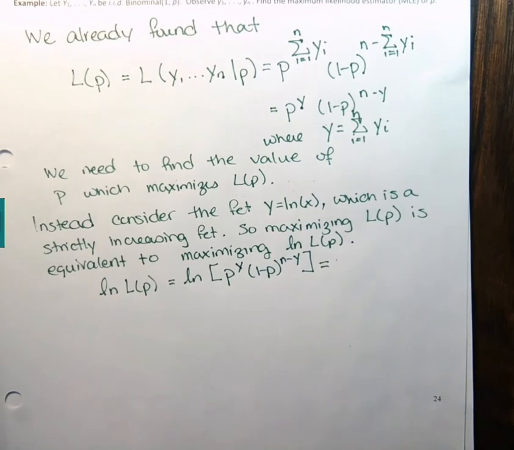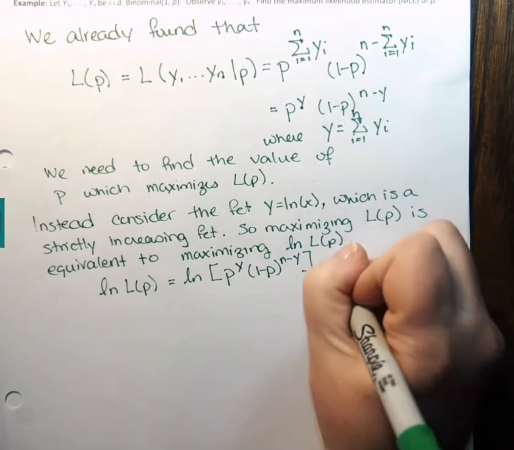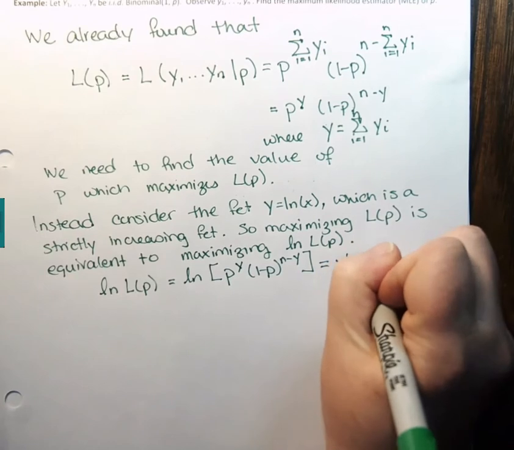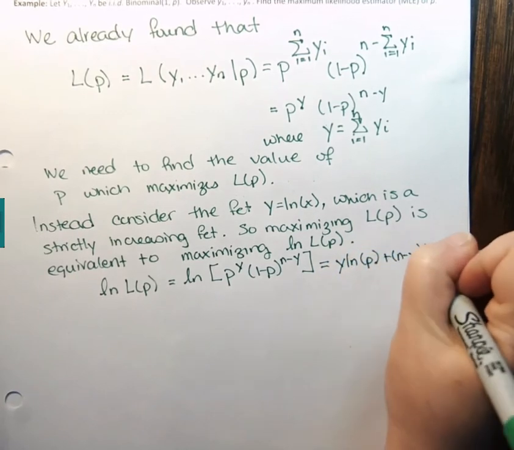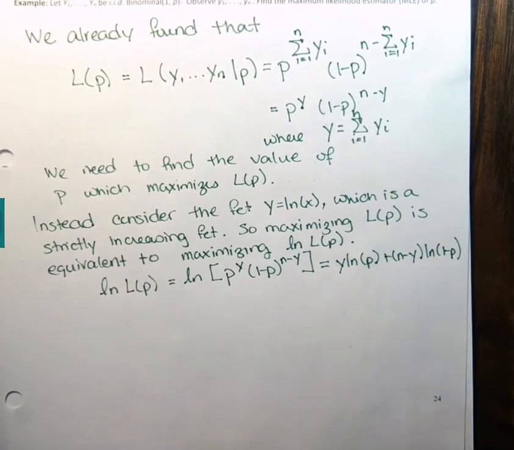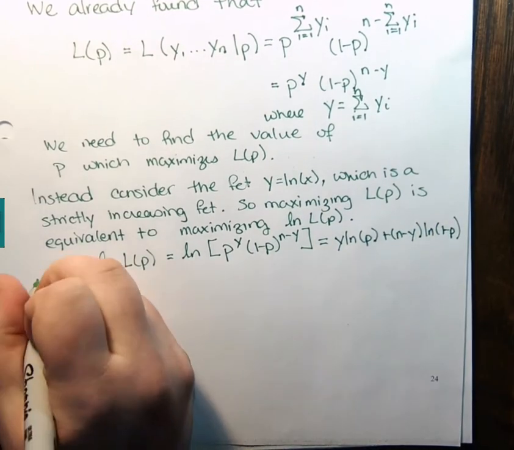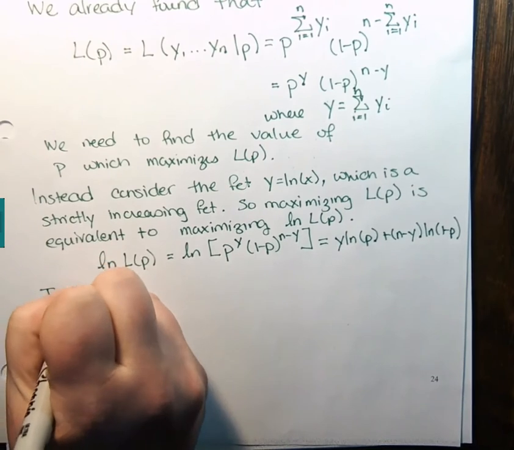And the reason taking the log is nice is we no longer have to worry about the multiplication. It's going to change it so we get to work with something additive. And so this is equal to y natural log of p plus n minus y times the natural log of 1 minus p.